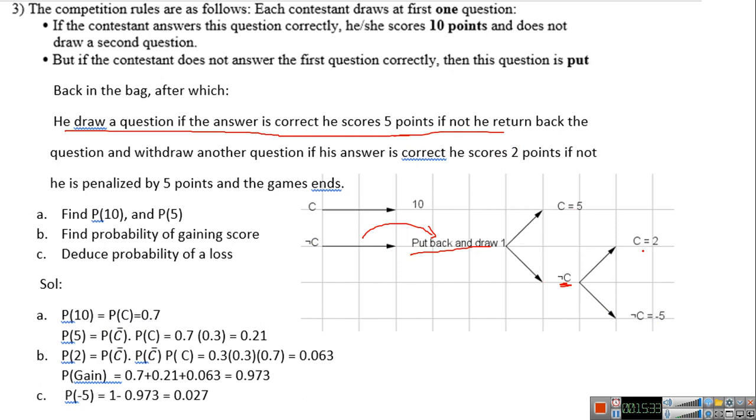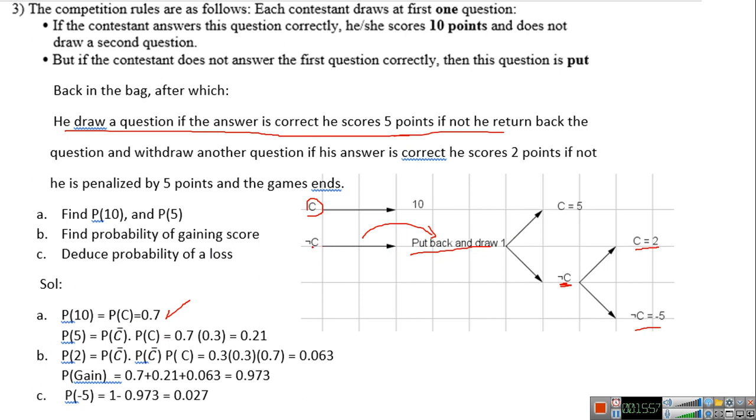So in the third time, if it's correct, he gets 2 points. If again for the third time it's wrong, he will lose 5 points. Find P of 10. P of 10 to draw a correct answer. We know it from before. Correct answer, we did it in part 2, 0.7. Here I know 0.7. Then you want P of 5. P of 5, because independent.